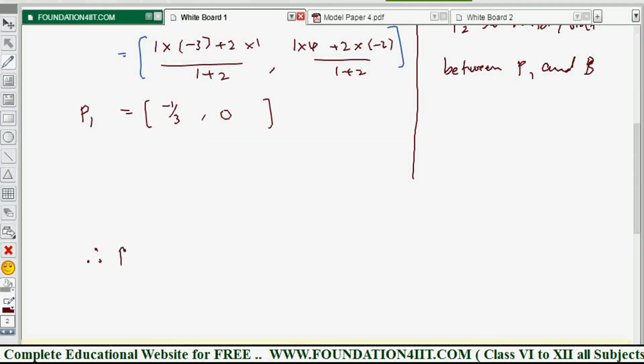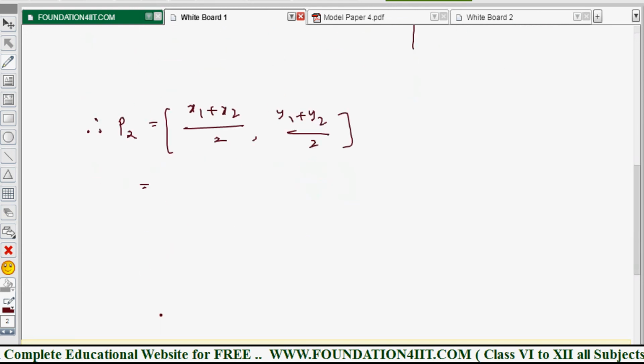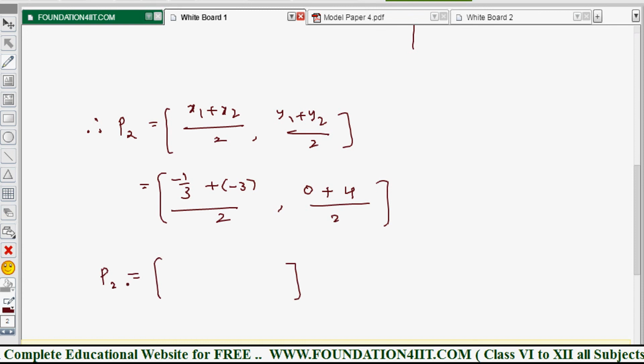So therefore P2 is the midpoint formula. So x1 plus x2 by 2 comma y1 plus y2 divided by 2. So P1 is x1 y1 and B is x2 y2. So if you apply this formula, you get, so x1 is minus 1 by 3 plus x2 is minus 3 divided by 2, and y1 is 0 and y2 is 4 by 2. We will simplify this. From this you will get the value of P2, that is minus 5 by 3 comma 2.